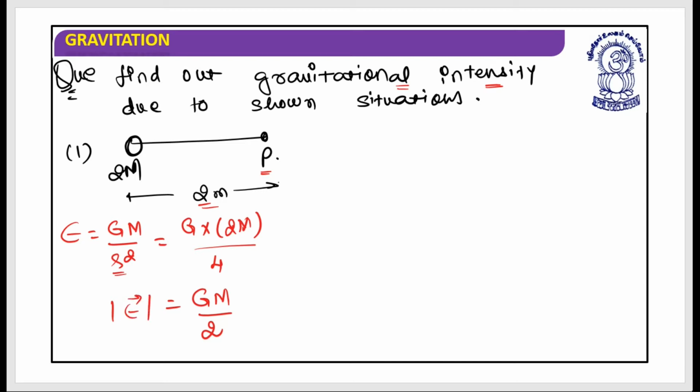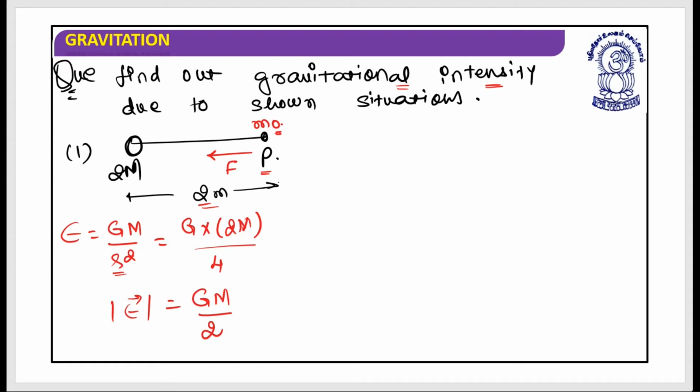Now let's think about the direction. How could I find the direction? To find the direction, you need to put a test mass at the place where you want to find the direction. So put up the test mass. Our test mass will be m naught. Now find the direction of the force acting on this test mass. So if the force is acting on this test mass, then it means this force is acting in this direction.